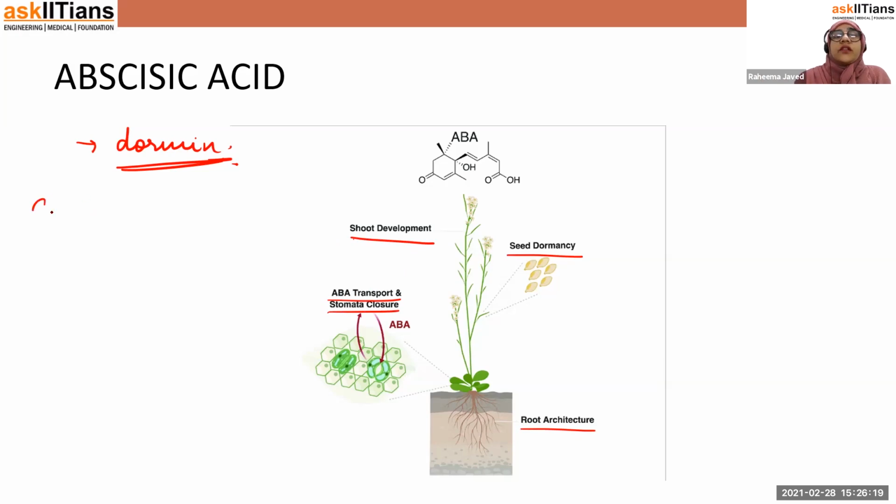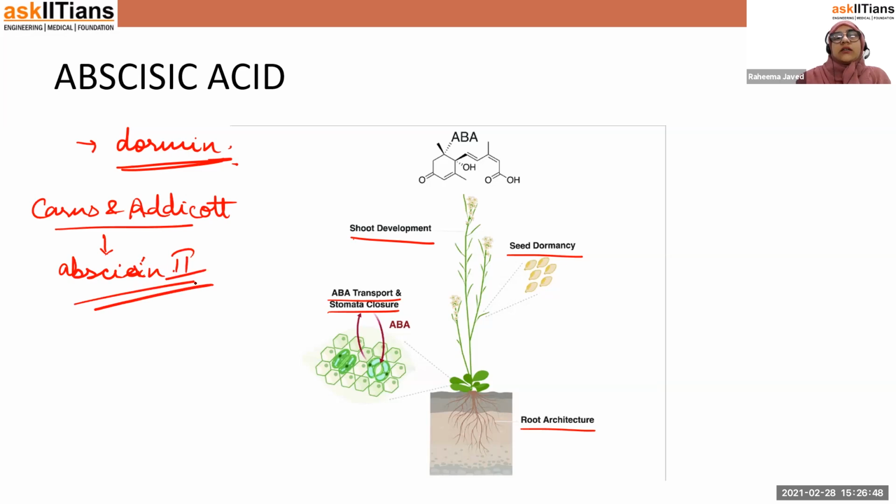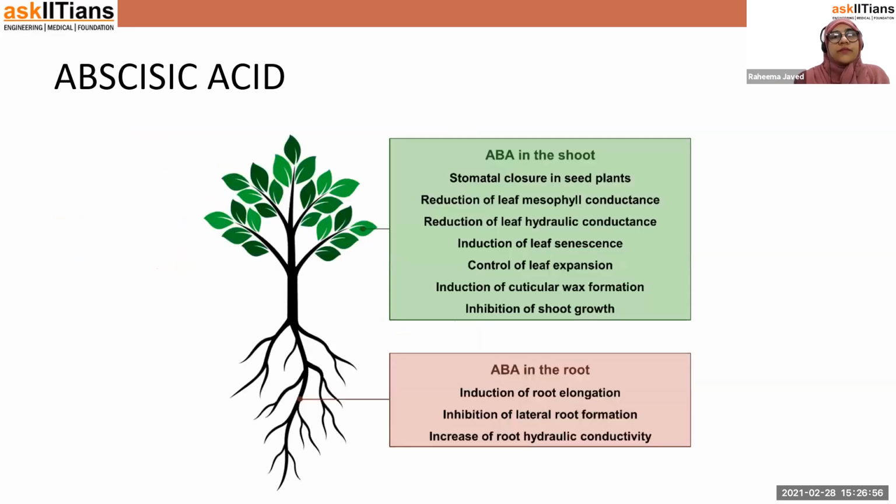But Kahn and Addicott saw that the cotton balls broke due to a substance. They isolated the substance and they named it abscisin II, basically. Okay, then they later called it abscisic acid, and they found out that due to the presence of this substance, the cotton balls broke down.